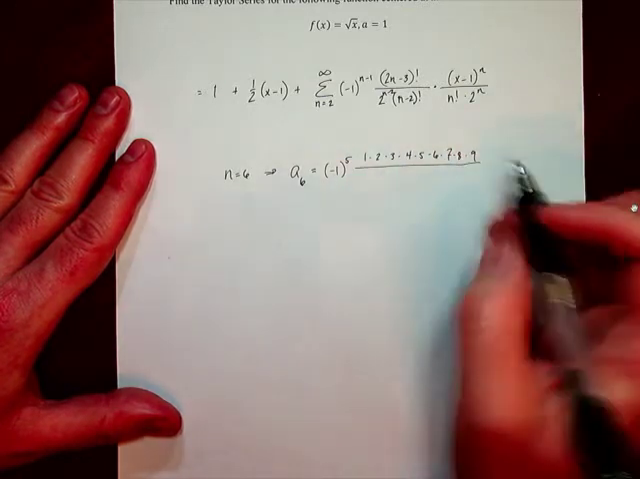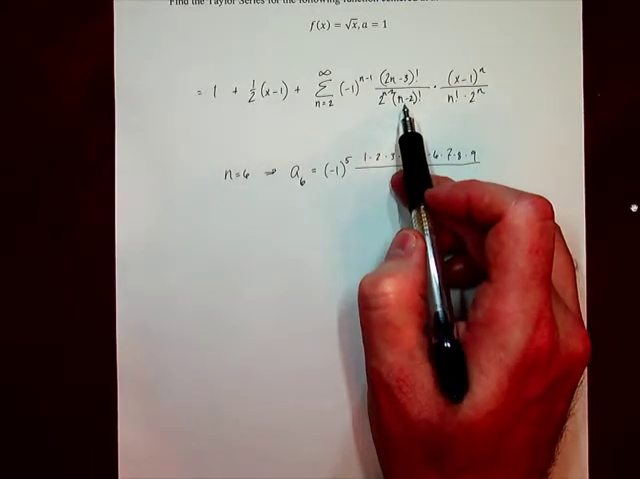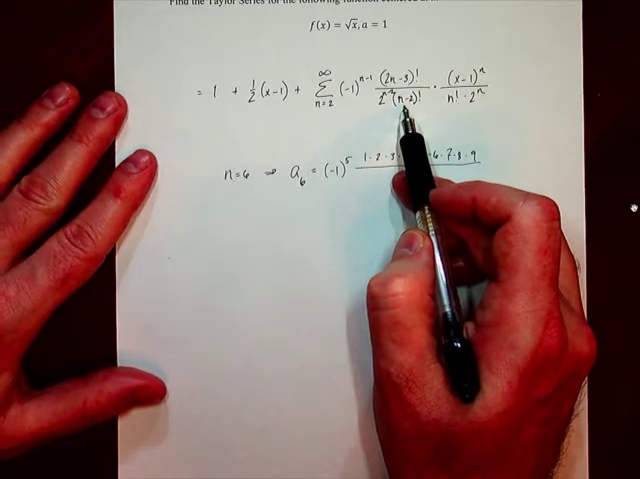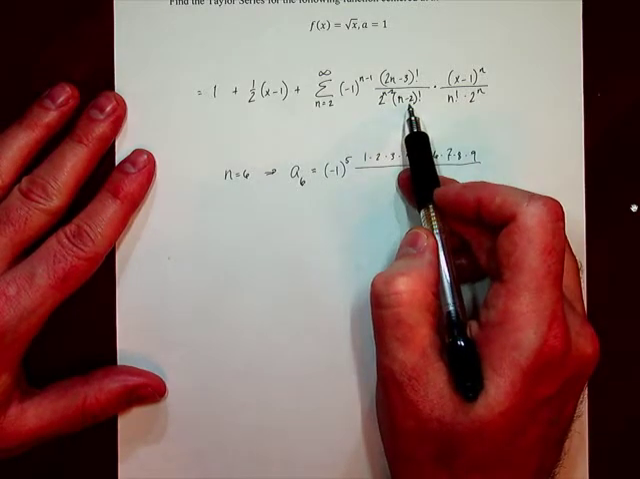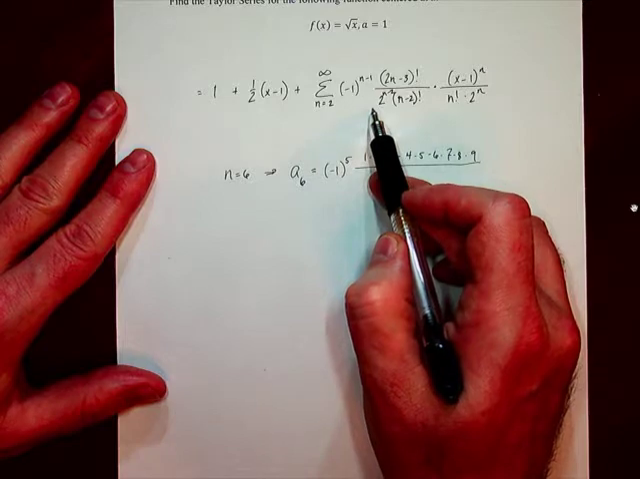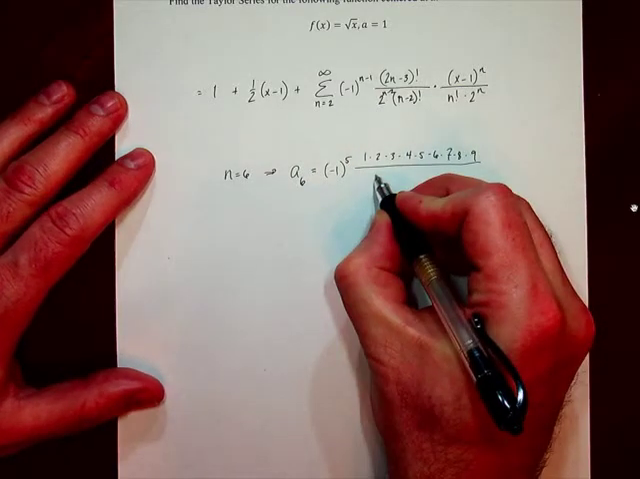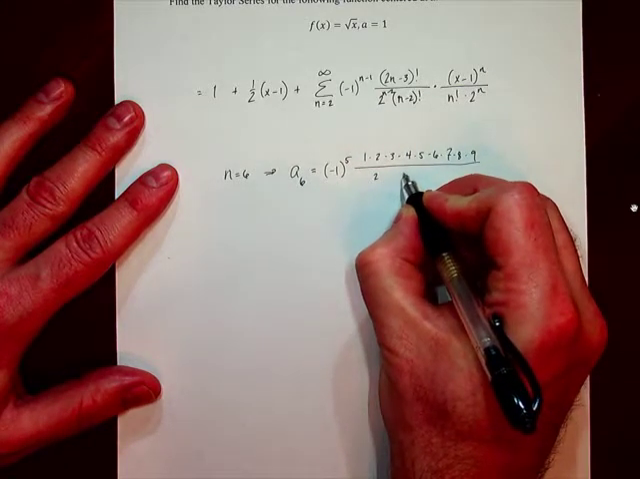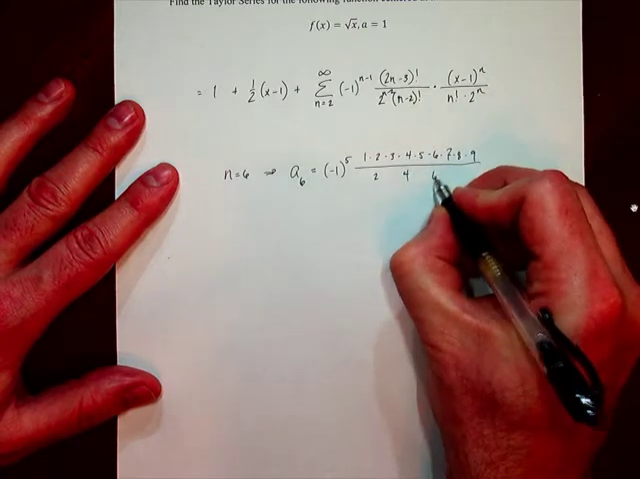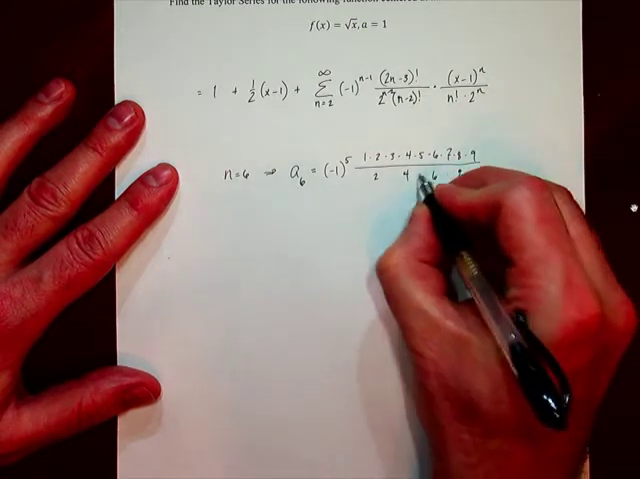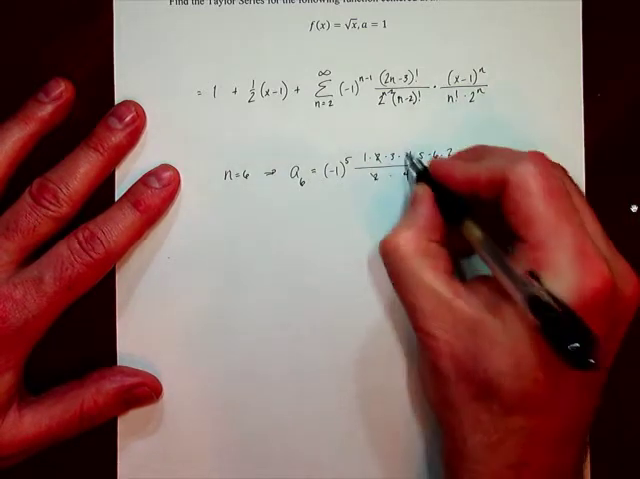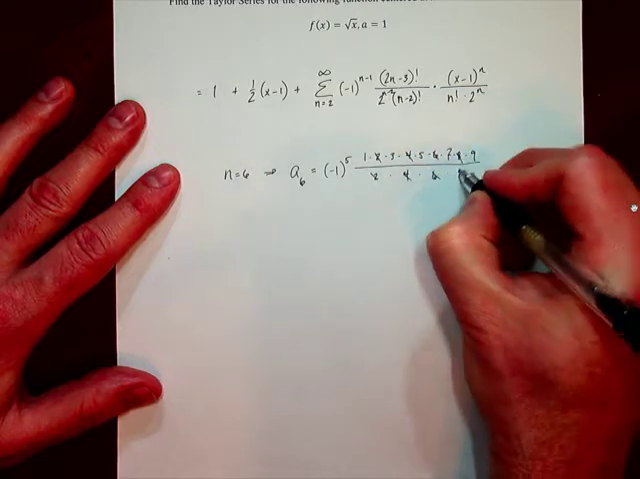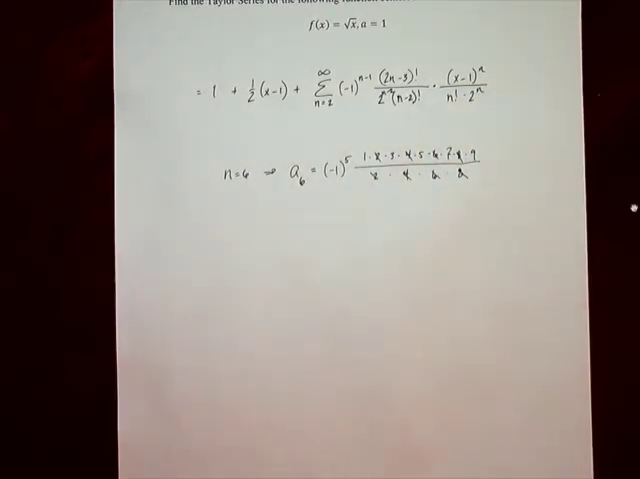And then down here, you're going to plug in, this is going to be 4 factorial, but it's also going to be 4 factorial times 4 2's. So instead of 1, it's going to be 2. Instead of 2, it's going to be 4. Instead of 3, it's going to be 6. Instead of 4, it's going to be 8. Now that makes those go bye-bye, and I get the 1 times 3 times 5 times 7 times 9, which is what I wanted to get.